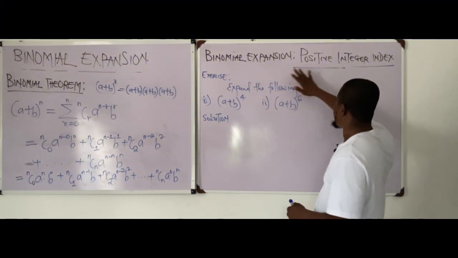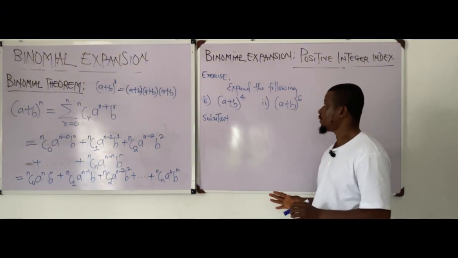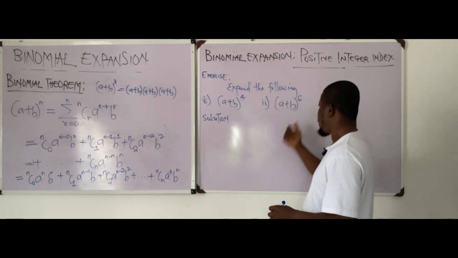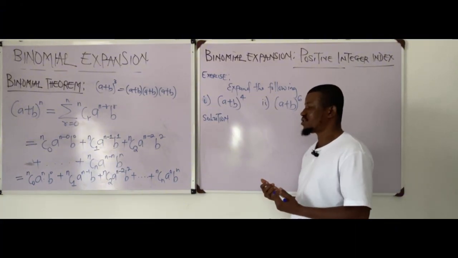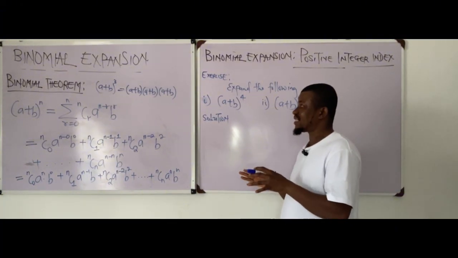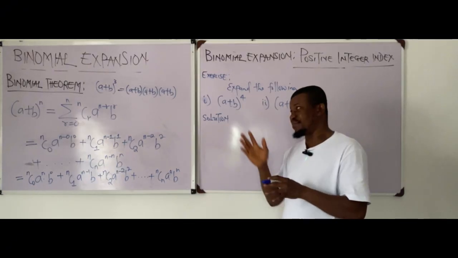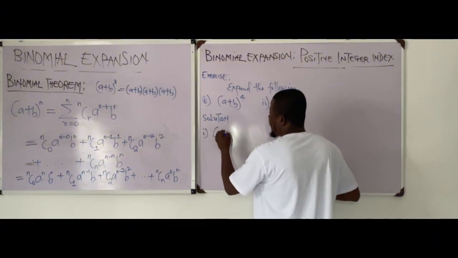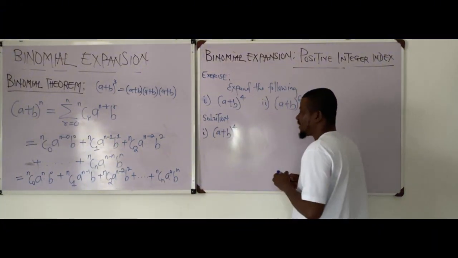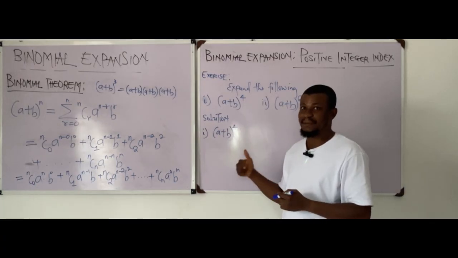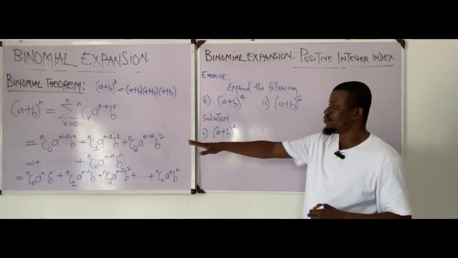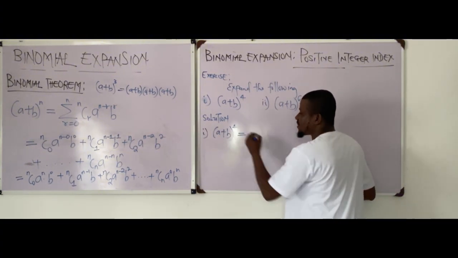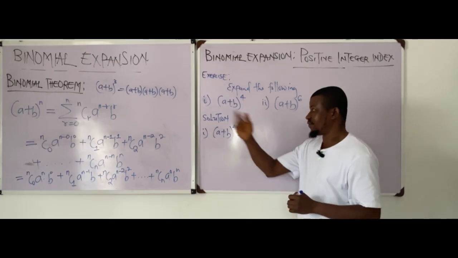So now let's see how the positive integer index works. I have an exercise here. Expand the following: a plus b to power 4, a plus b to power 6. They are very basic examples, and I'm just using them to make sure you understand the concept of binomial expansion or the binomial theorem. Okay, so let's start with the first one. a plus b to the power of 4. Now this power, this index, is positive. It's a positive integer index. So we can directly use the Binomial Theorem formula and expand. But let's just work this out to show you how simple the formula is.